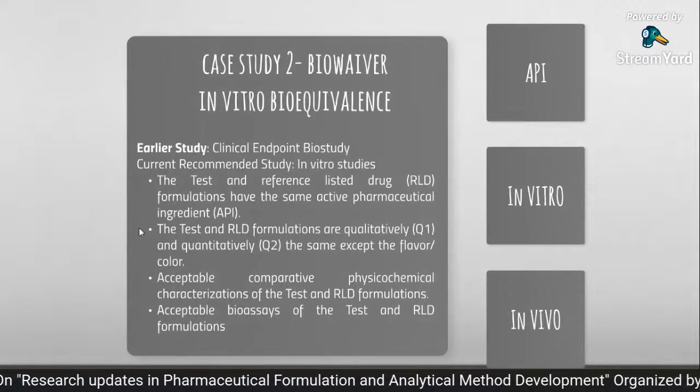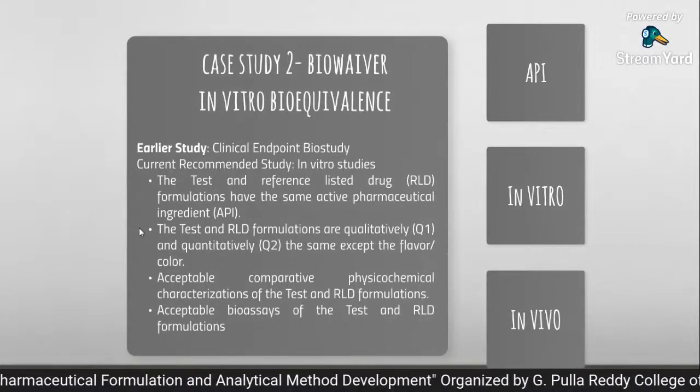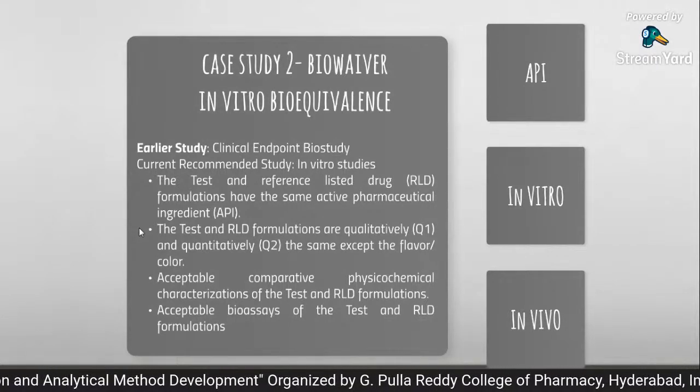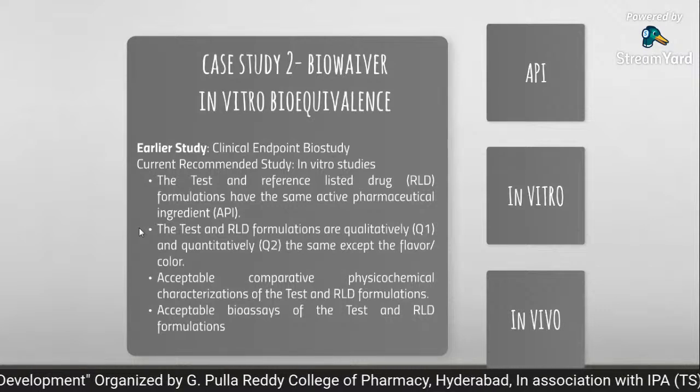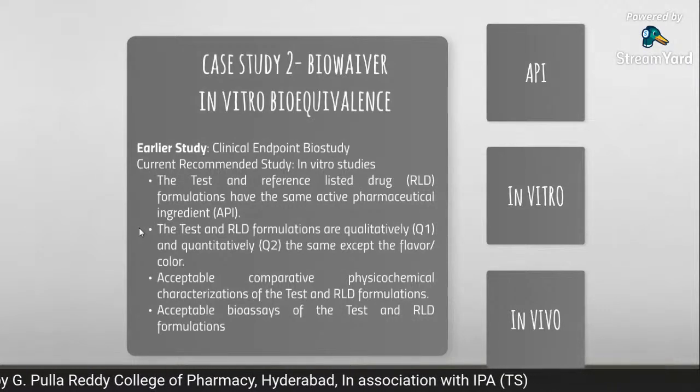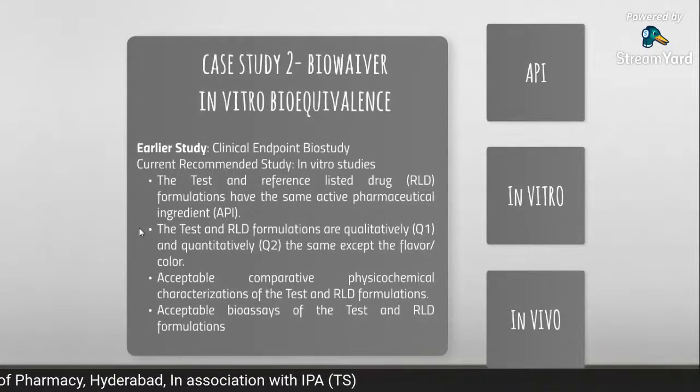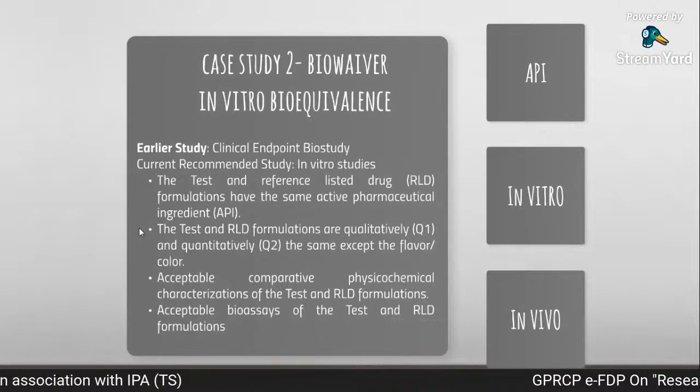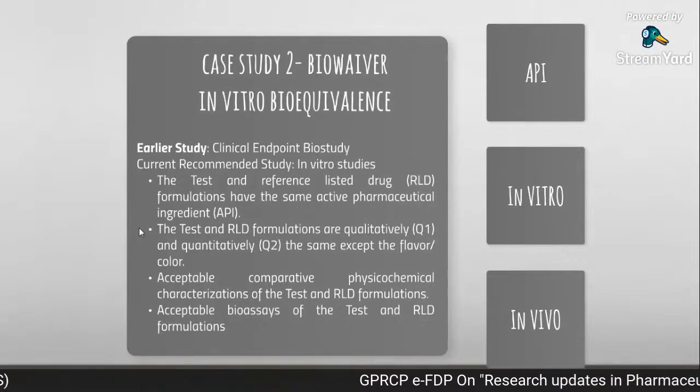In that, there are 3 levels of testing. First of all, as I told you, test and reference formulations should have the same API, and they should have qualitatively and quantitatively the same excipients except flavor and color, and they should have comparable physicochemical characteristics.